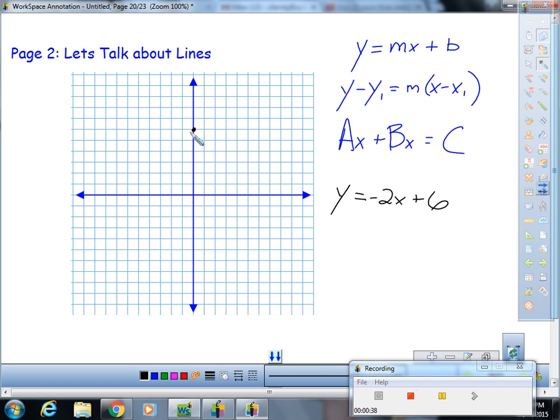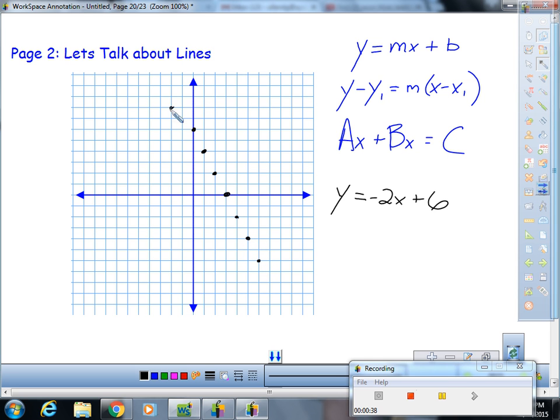If I put in a 1, I get a 4. If I put in a 2, I get a 2. If I put in a 3, I get a 0. If I put in a 4, I get a negative 2. If I put in a 5, I get a negative 4. You can see what I'm doing here.